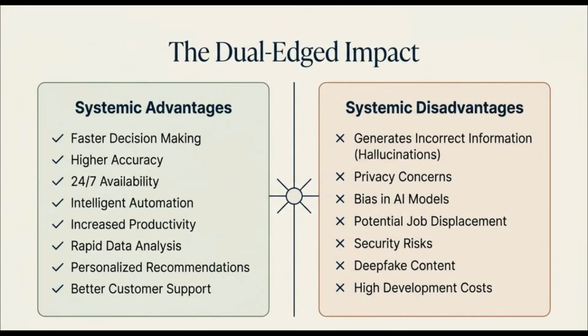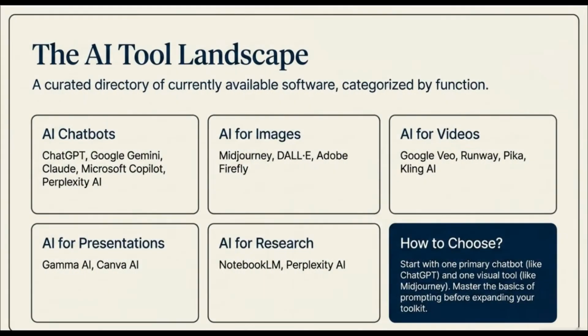AI has both benefits and challenges. It improves productivity and helps people make faster decisions, but it also raises concerns about privacy, bias, and sometimes gives incorrect information. There are many AI tools available, including chatbots, image generators, and research assistants. If you are a beginner, start by learning one chatbot and one image tool.